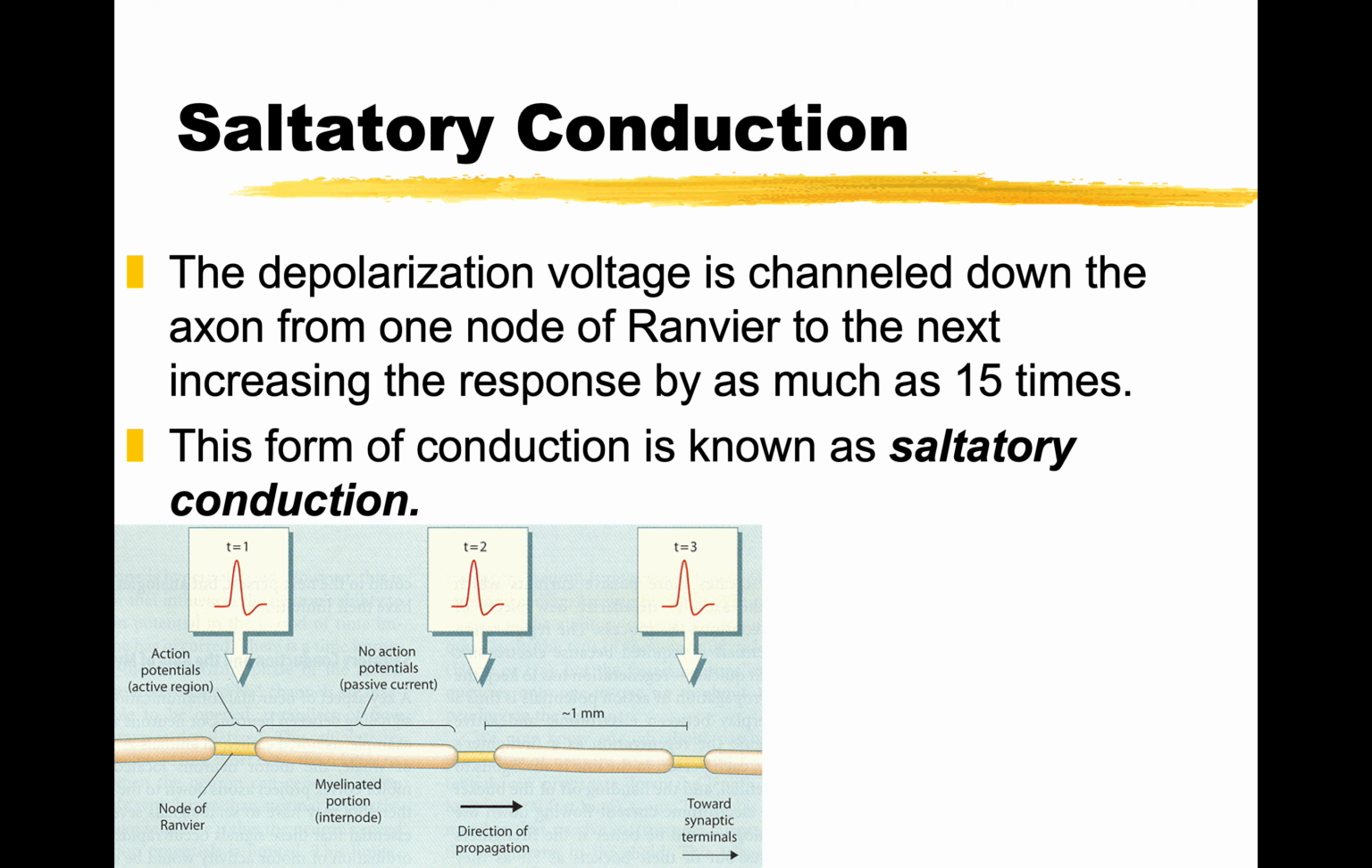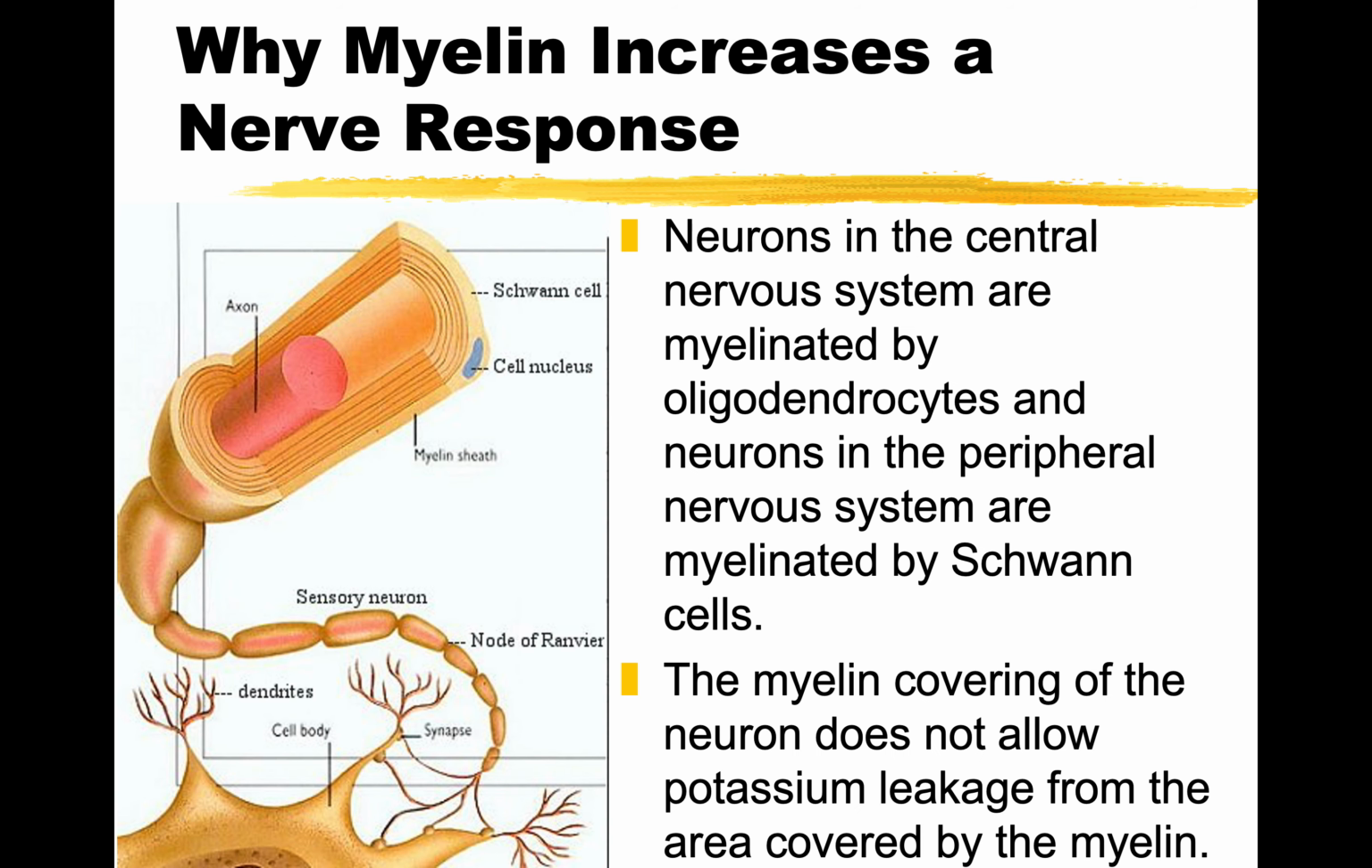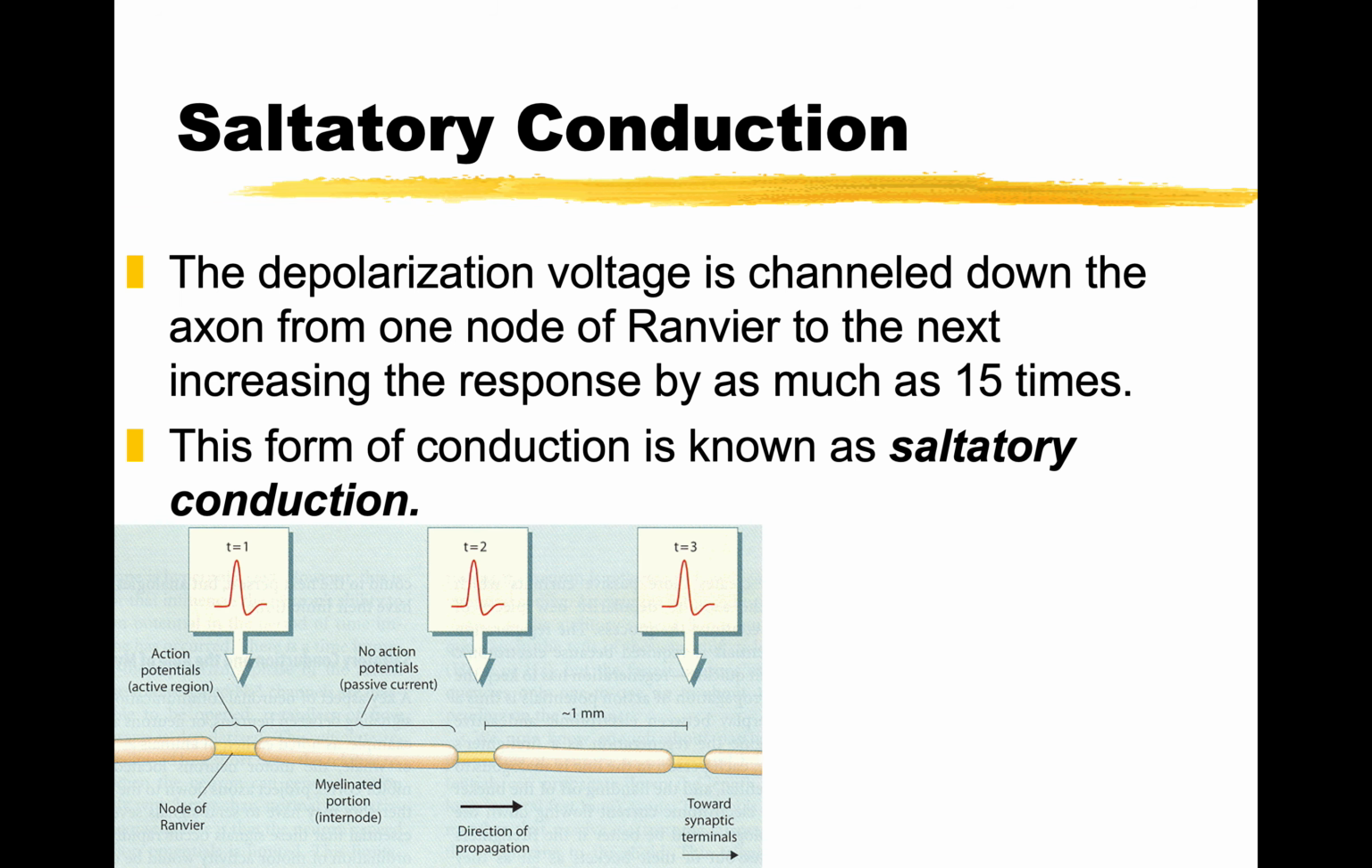The depolarization voltage is channeled down the axon from one node of Ranvier to the next, increasing the response by as much as 15 times. This form of conduction is known as saltatory conduction. And as you can see, there are the nodes of Ranvier. Nodes of Ranvier are the empty spaces where there are no glial cells.